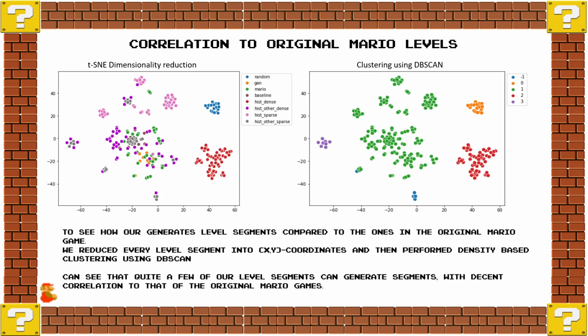Next, we want to see how our agents performed at producing levels that are similar to the original Mario levels. We do this by looking at the correlations between the distributions of all the level segments. This was accomplished by reducing the level segments into XY coordinates, and then clustering these XY coordinates to find which agents produced levels that are similar to that of the original Mario levels. We can see that quite a few of our agents were actually able to accomplish this.